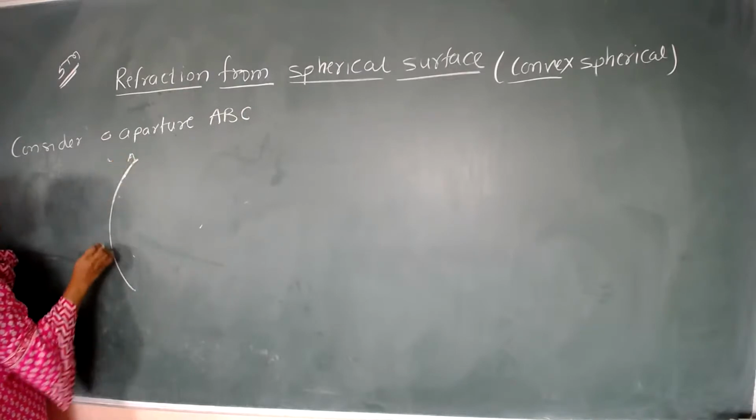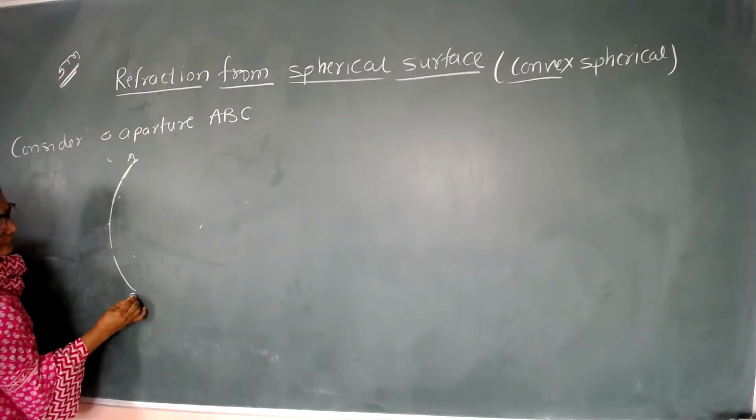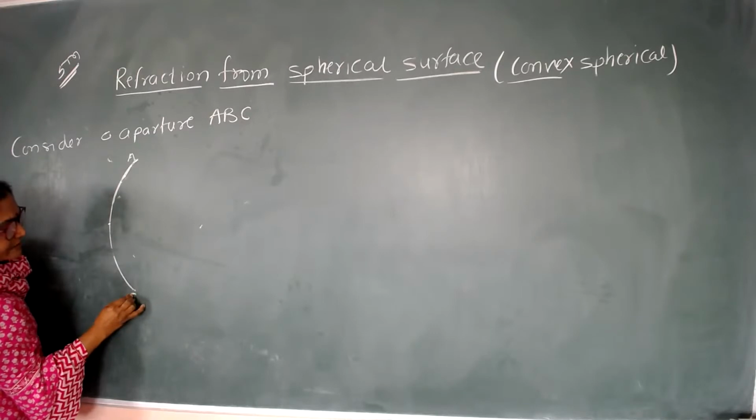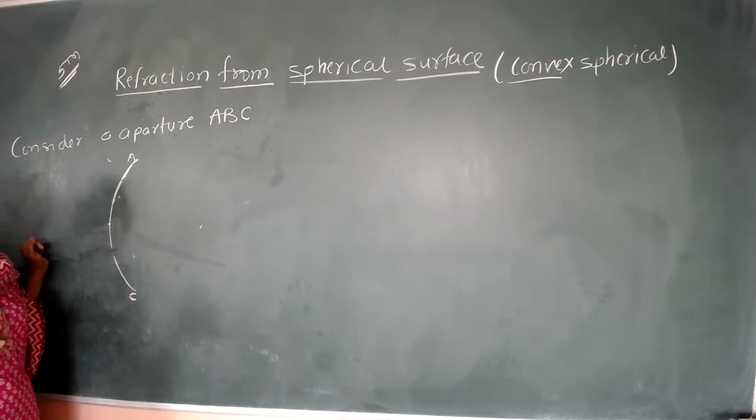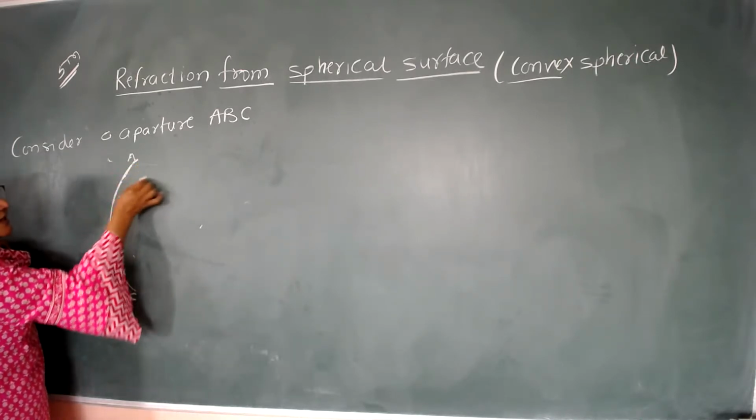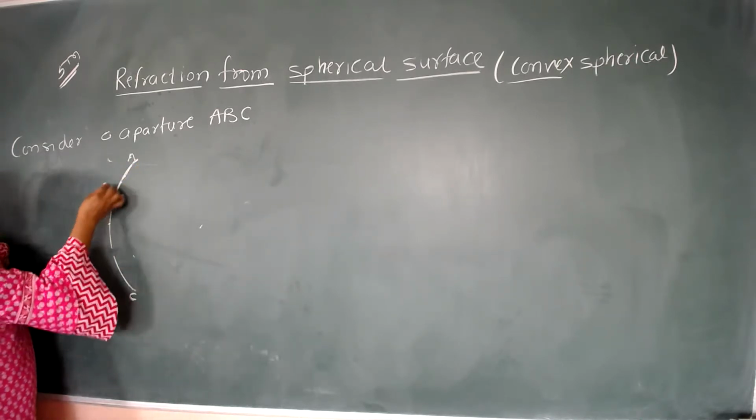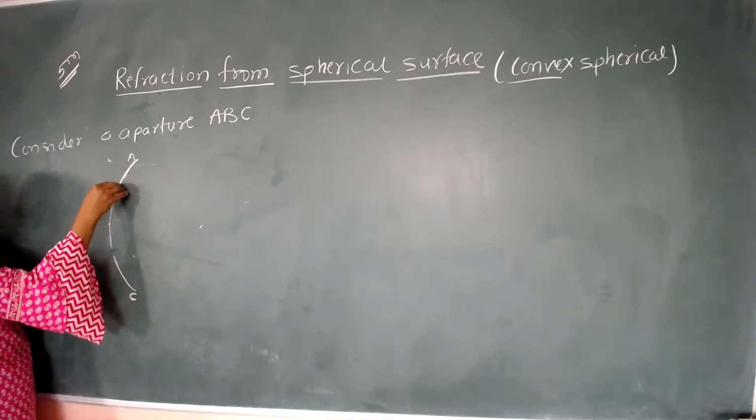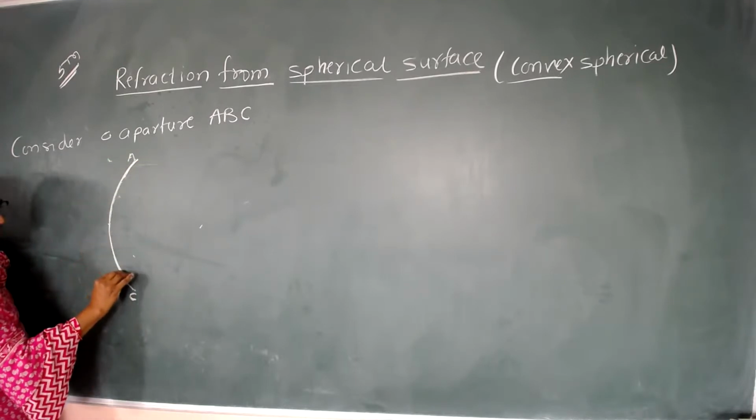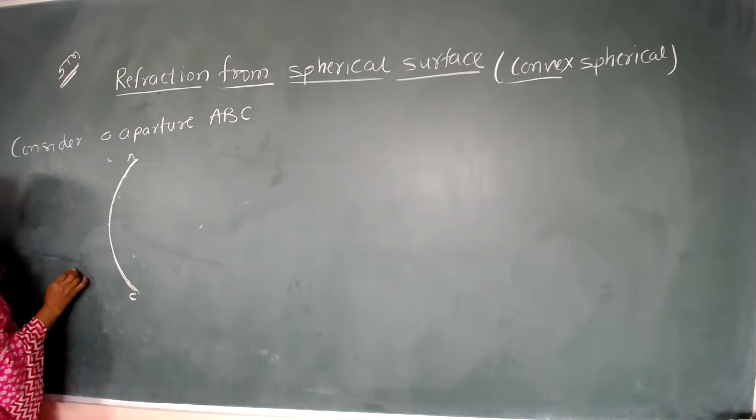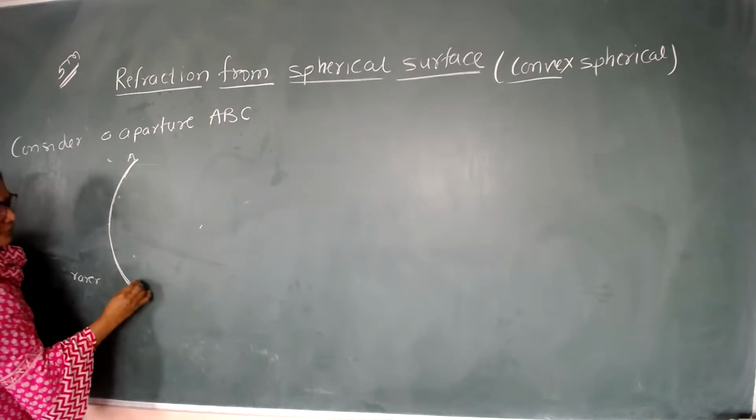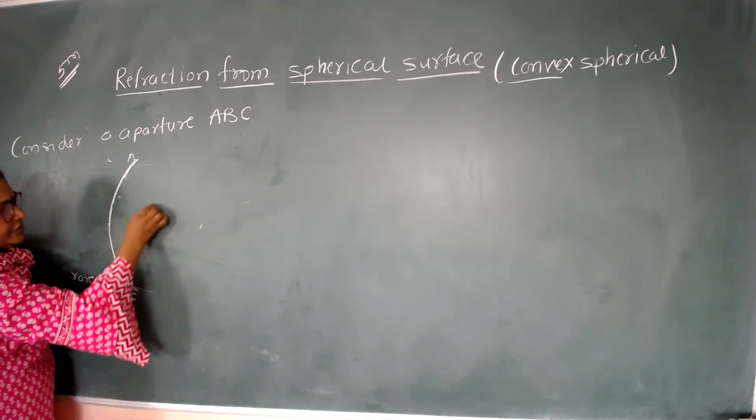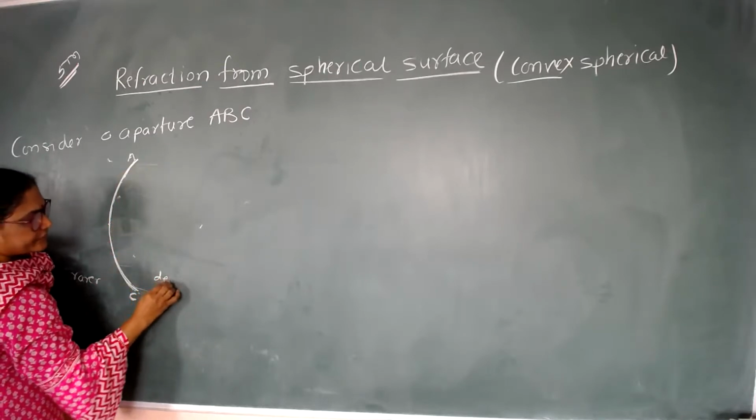Suppose ABC is a part of a spherical surface which is polished, that is known as an aperture. On this side is a denser medium. The spherical surface is convex towards the rarer medium, and this side there is a center of curvature, which means this is a denser medium.